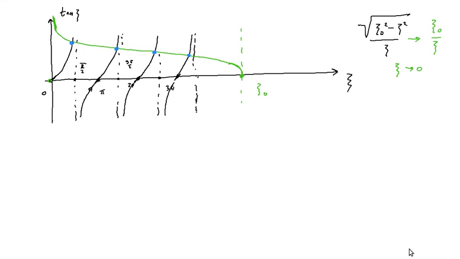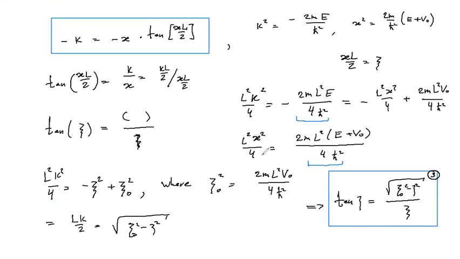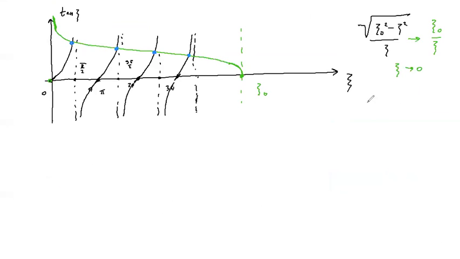So I'm going to go back and write this xi naught. This is the definition of my xi naught. This is not xi naught, it's xi naught squared, so I have to take a square root of this. I don't have a problem taking the square root. 2ml squared V naught over 4 h bar squared. Okay, let's write it down. So parameter xi naught is the square root of 2ml squared V naught over 4 h bar squared, yeah?